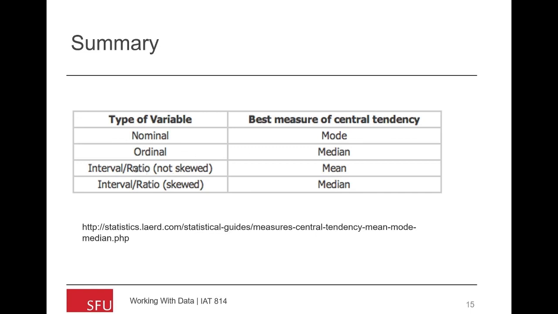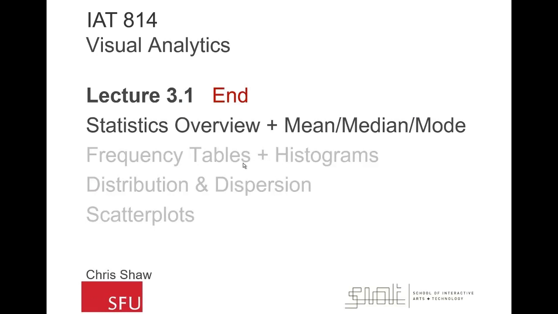If you have interval or ratio data, you can compute the mean, and of course you can compute the median, but if the data are skewed, that is to say, kind of one-sided or the other, the median is probably the best value to use. Whereas if the distribution of data is symmetric, you're going to do well by computing the mean. Alrighty, so that ends lecture segment 3.1, which has been about statistics overview plus mean, median, and mode.